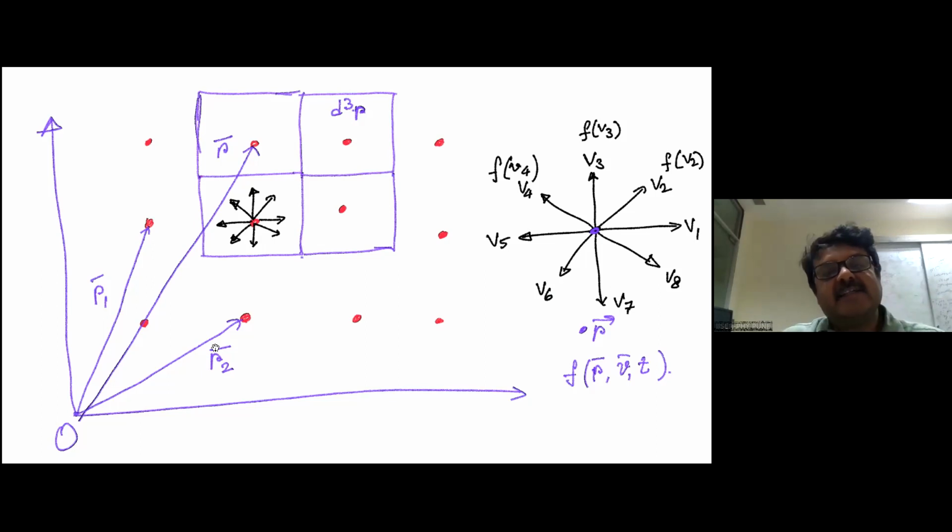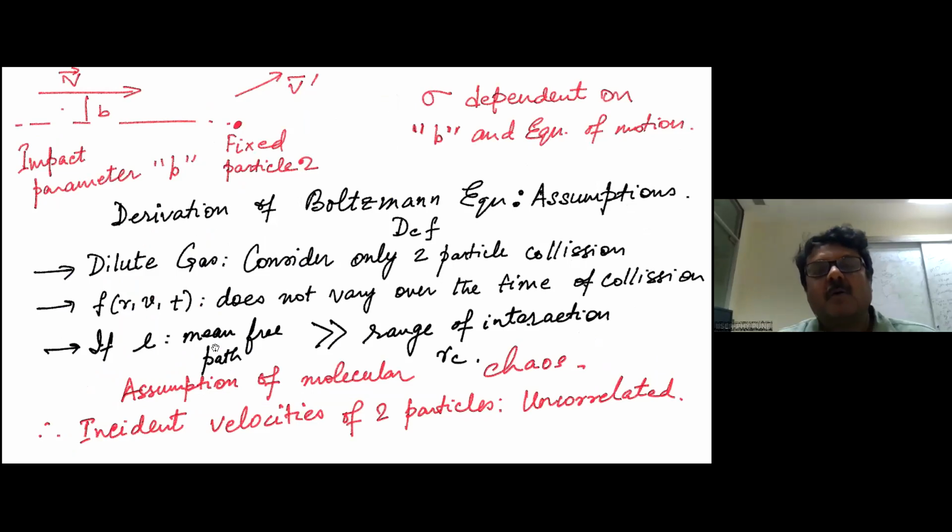Hence, at each point in space, each value of f(r, v, t) is going to change. So remember, at each point in space, for each value of v at each time, f is going to keep on changing, and the system is going to evolve. So that's the role of the Boltzmann equation.